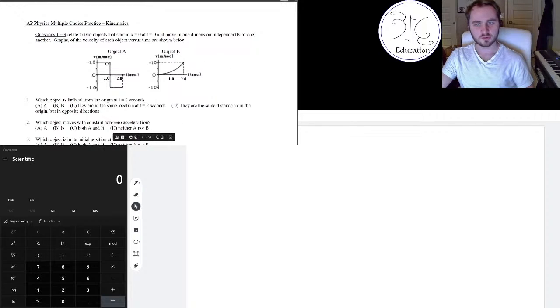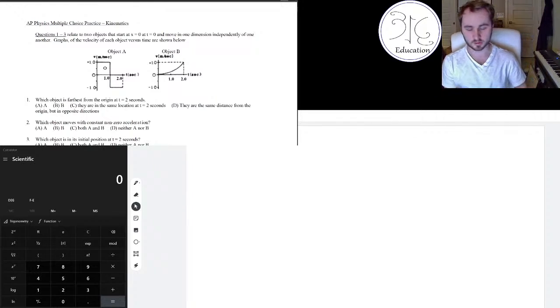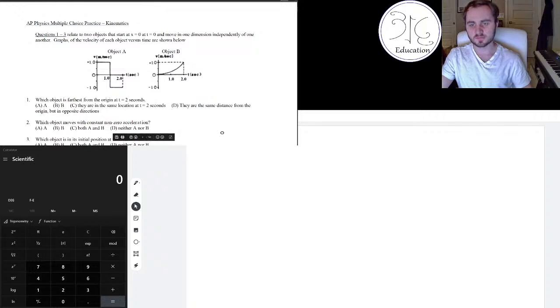So our first few questions are looking at these two graphs. We're comparing object A with object B. One of them starts traveling at 1 meter per second and then goes down to a negative 1 meter per second after the first second. But the second object starts at a very slow speed and travels steadily up to 1 meter per second by 2 seconds. It looks like we've got some sort of quadratic growth there. But we want to find out which object is farthest away from the origin at t equals 2 seconds.